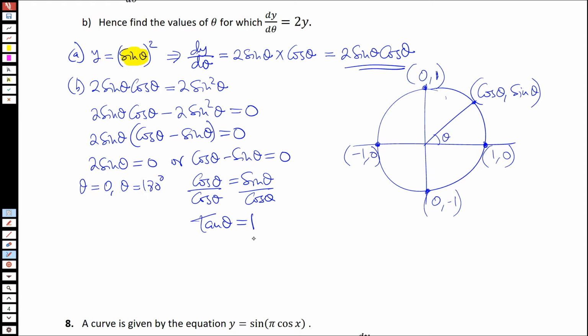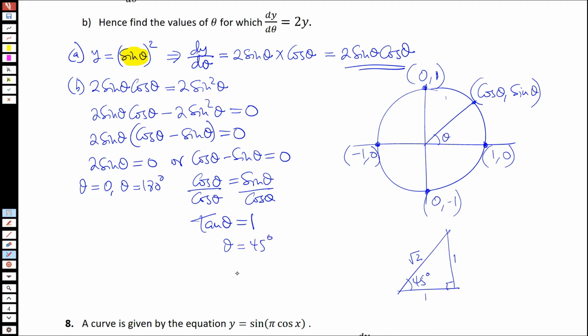Now, for tan theta equal to 1, this is from special triangles. So from special triangles, if you consider the isosceles triangle with sides 1, 1, root 2, that will be 45 degrees. And we can see that tan 45 degrees is equal to 1. So which implies that here, theta will be equal to 45 degrees.